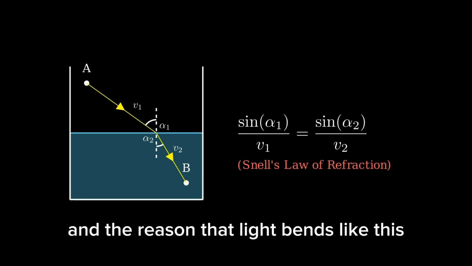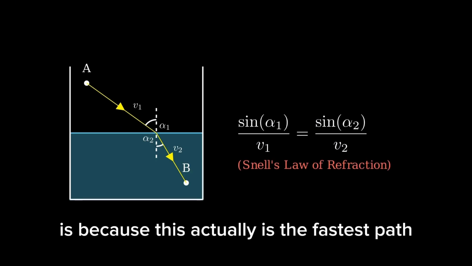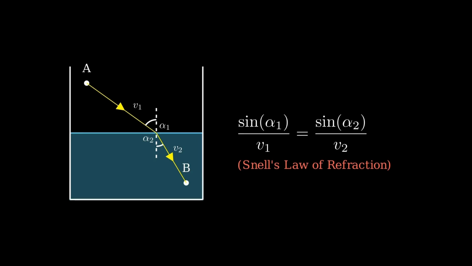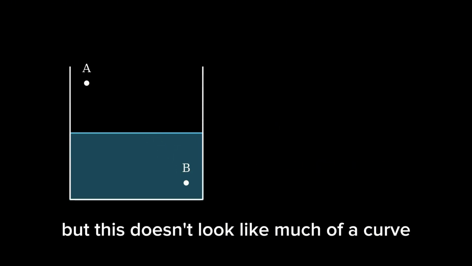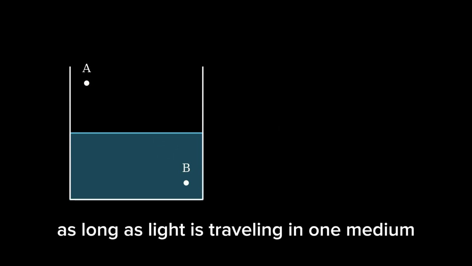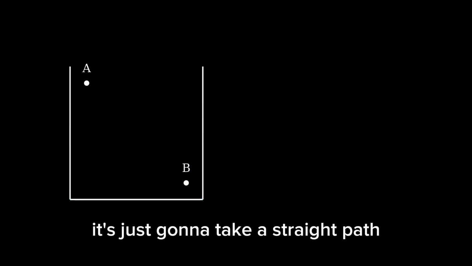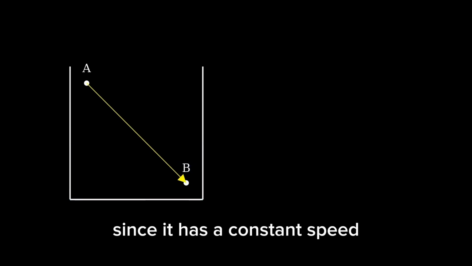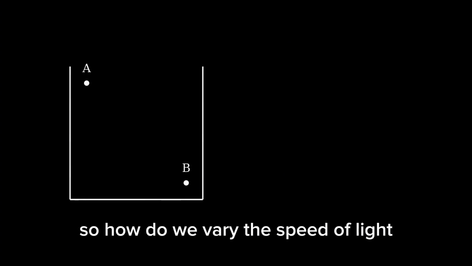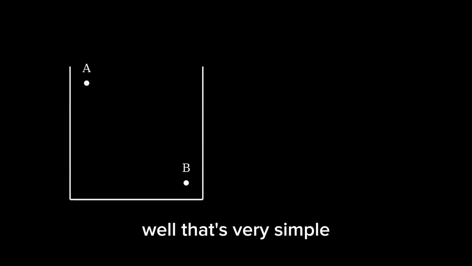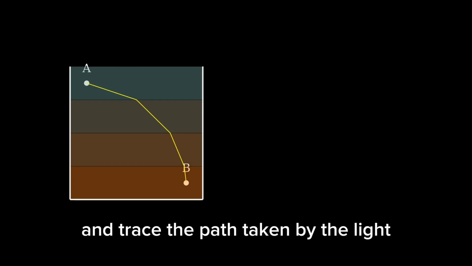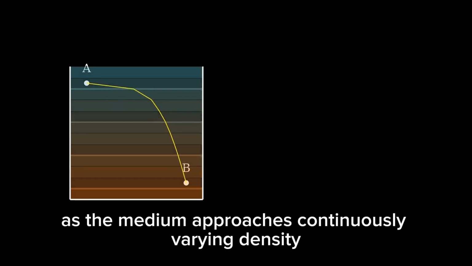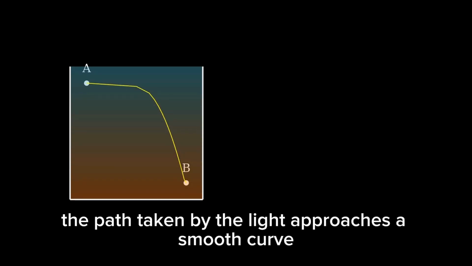And the reason that light bends like this is because this actually is the fastest path between A and B. But this doesn't look like much of a curve. That's because as long as light is traveling in one medium, it's just going to take a straight path since it has a constant speed. So how do we vary the speed of light? Well, that's very simple. We vary the density of the medium and trace the path taken by the light each time. As the medium approaches continuously varying density, the path taken by the light approaches a smooth curve.